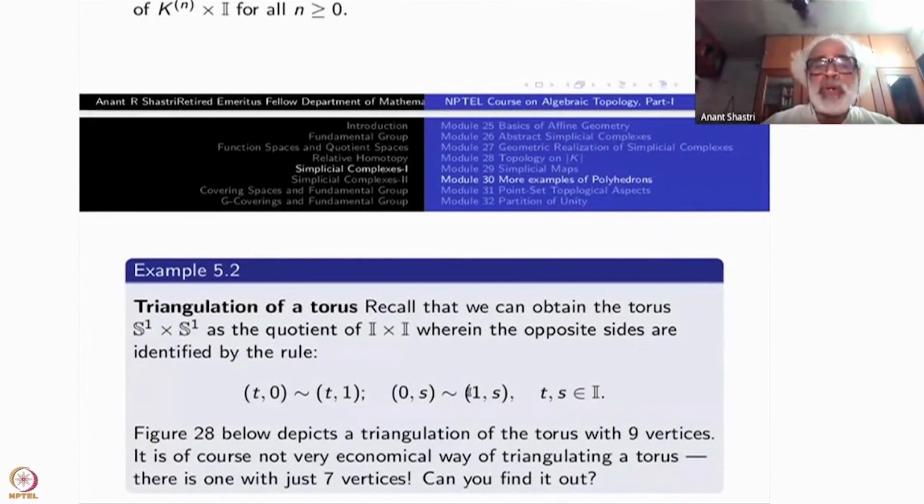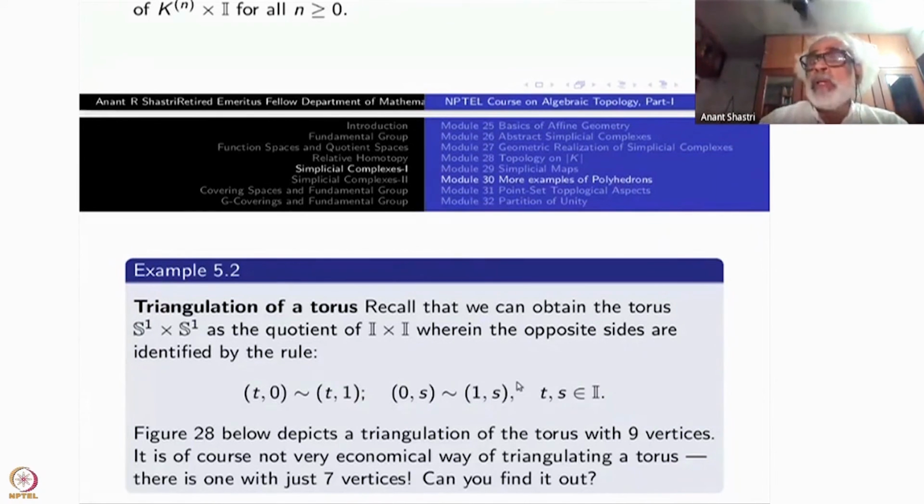Let me give you another simple thing, a triangulation of a torus. By definition, you must be knowing that the torus is defined as S1 cross S1, but S1 is defined by the interval and identifying endpoints. Therefore, the torus can be defined by identifying opposite sides. A pair of opposite sides will be identified with the correct orientation. So this you must be knowing already.